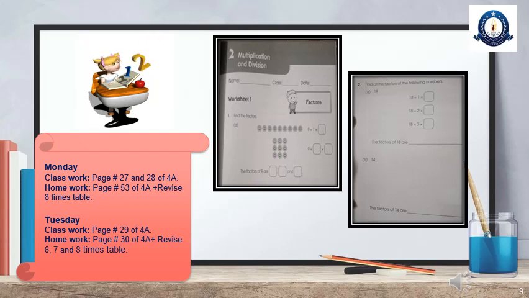Now come on the classwork pages. Do page number 27. Find the factors. Look at the number here. You can count the faces: 1, 2, 3, 4, 5, 6, 7, 8, 9. Total faces are 9, so the number is 9. We will start writing factors of 9. First pair will be 1 into 9 is equal to 9. 9 can be divided exactly by 1 and by 9.